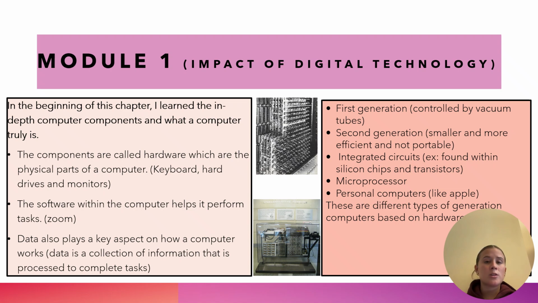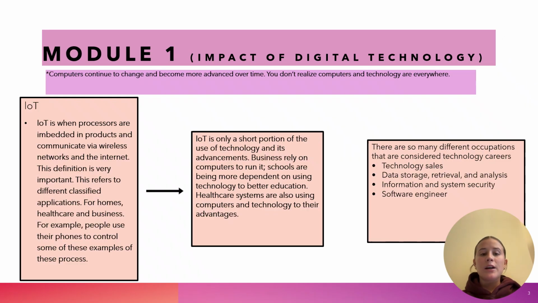But the computer had to start somewhere. The first generation computer was controlled by vacuum tubes. Then second generation, which was a little bit smaller but more efficient and not yet portable. Then there were integrated circuits, and found within them were silicon chips and transistors. And then microprocessors were made. And then after that, personal computers were made, like Apple. Computers continue to change and become more advanced over time.